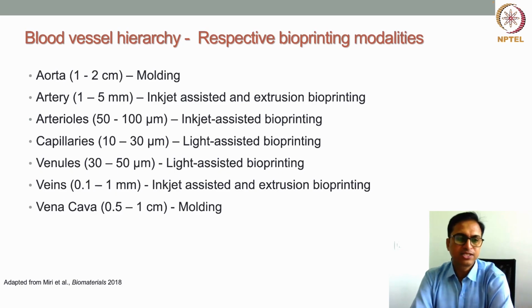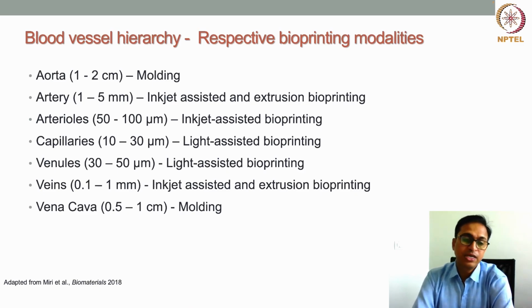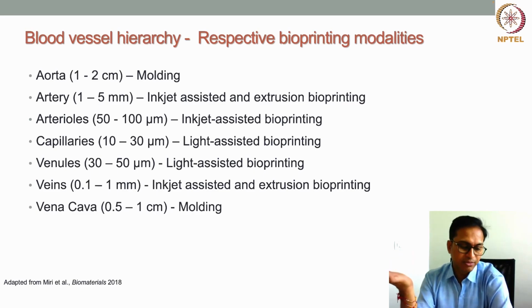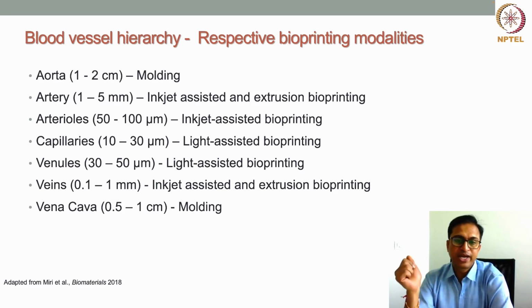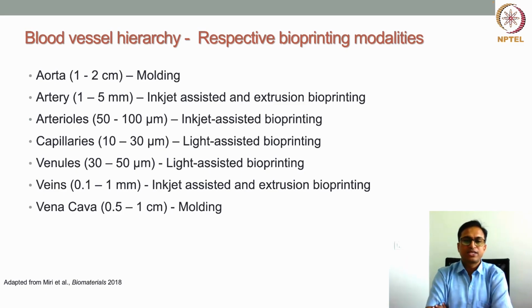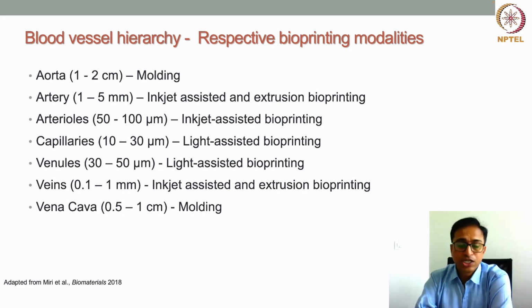Right? Then the next is the capillaries, which are present in the tissue bed or organ bed, where the diameter is very, very fine, like starting from 10 to 30 micron. So the typical lumen diameter is in the range of around 20 micron. That much fine architecture can be developed by light assisted bioprinting, because we have discussed this light assisted bioprinting, the resolution is very, very high. So laser assisted bioprinting techniques can be very well used to generate this capillary structure having a dimension of 10 to 30 micron.